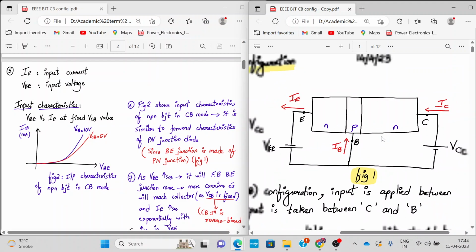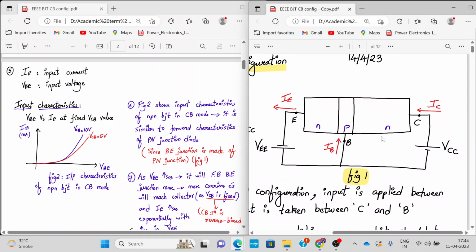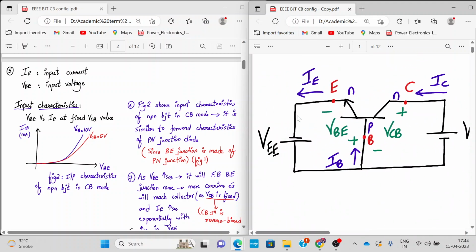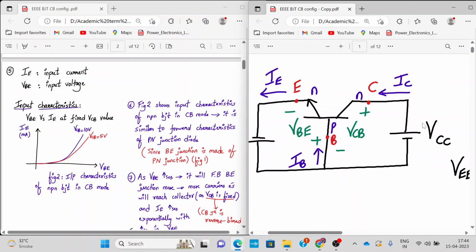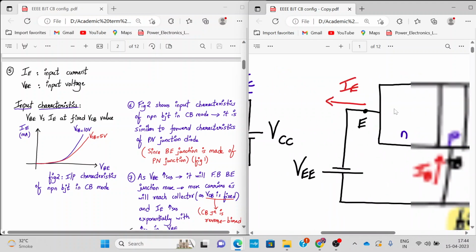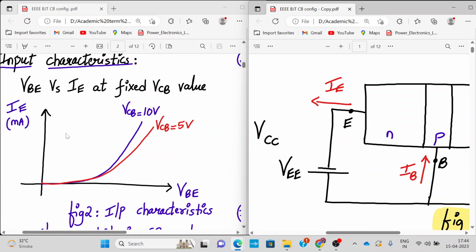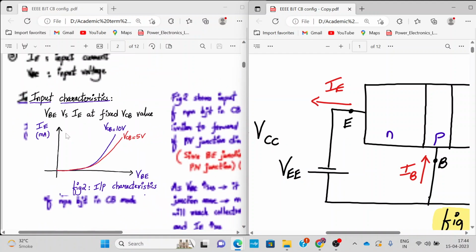Over here the input current is IE and the input voltage is VBE, as you can see. The input characteristics are between VBE and IE at a fixed value of the output parameter, which is VCB. On the left hand side you see the input characteristics.